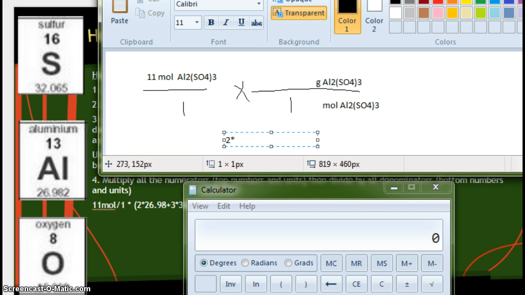2. So we're going to take 2 times the molar mass of aluminum, which is 26.98 grams. And now we're going to add in the sulfur. How many sulfurs are there? Well, this 3 gets distributed. So there are 3 sulfurs. Each sulfur is how much? 32.07. Plus oxygen. How many oxygen atoms are there? 3 times 4 equals 12. So 12 times 16.00 is each oxygen.